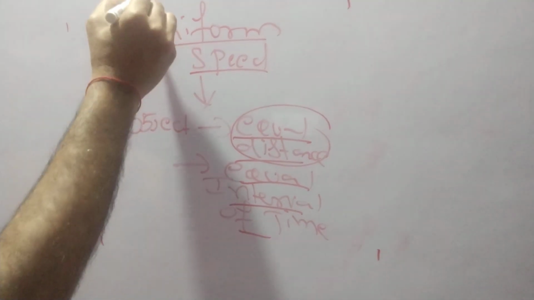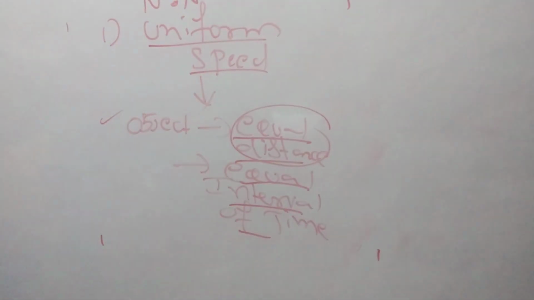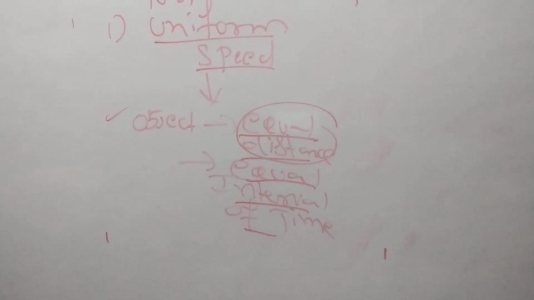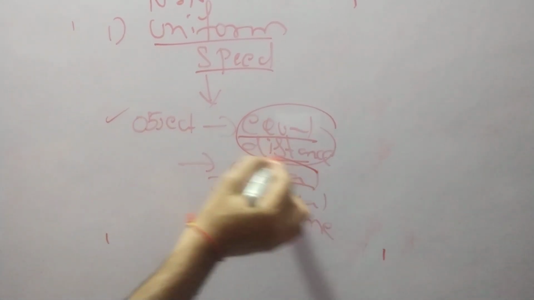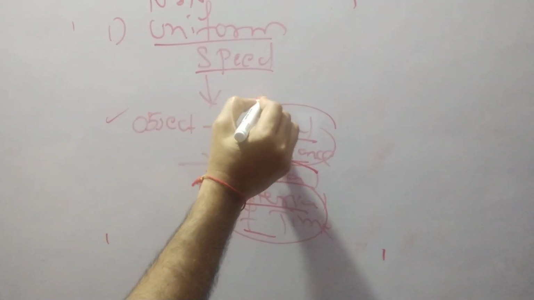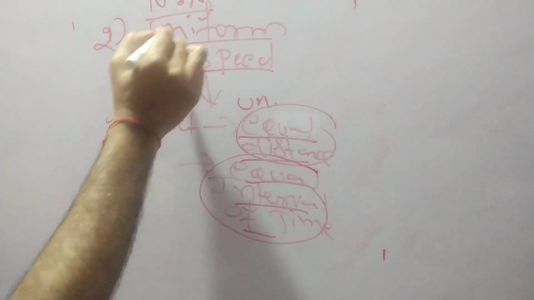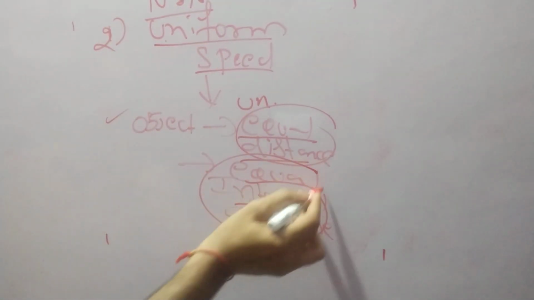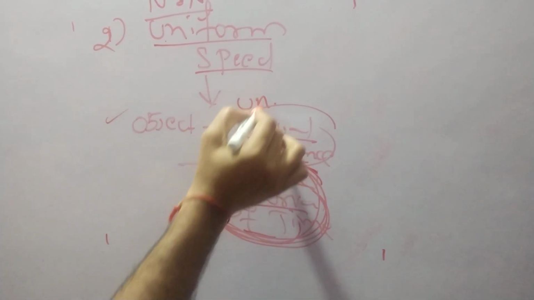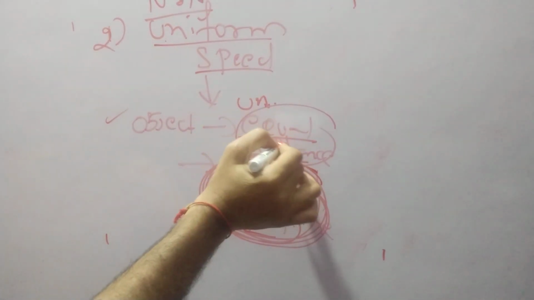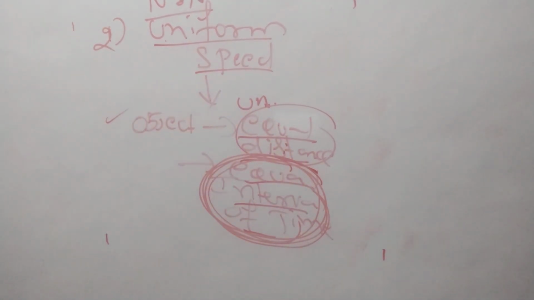If you go for non-uniform speed, the definition is when the object covers unequal distance in equal interval of time. Non-uniform means unequal distance in equal interval of time. This part is the same for both uniform and non-uniform. The change is in the distance: equal distance versus unequal distance. So that is a non-uniform speed, right?